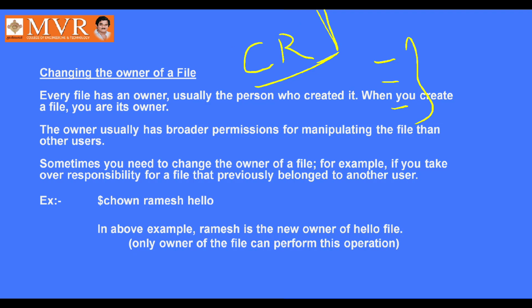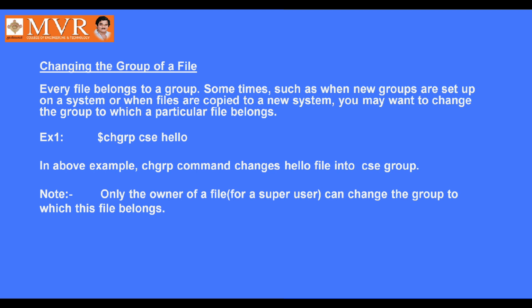Similarly, there is another command, that is chgrp, change group. As I said, now the owner is changed. At the same time the group may also want to be changed, so same formula. So chgrp csc hello. Before, hello belonged to some other group. Now I want to change the hello file's group to csc. So same thing, you need to type chgrp followed by the group name followed by the file name. That file will be changed to the other group.